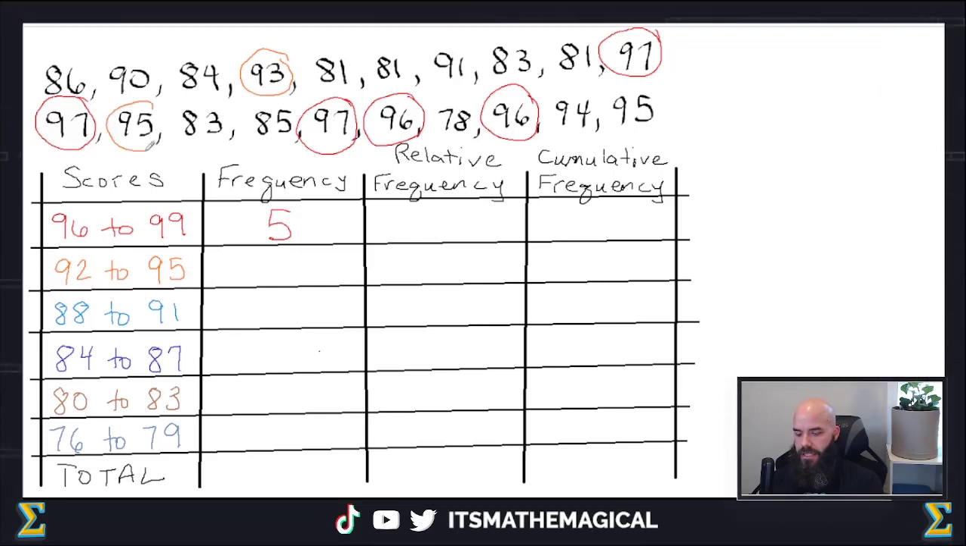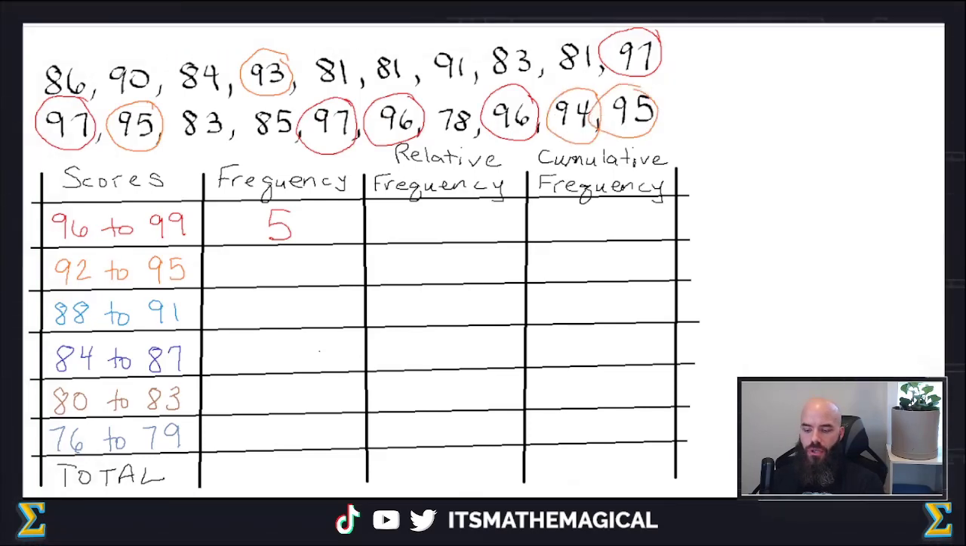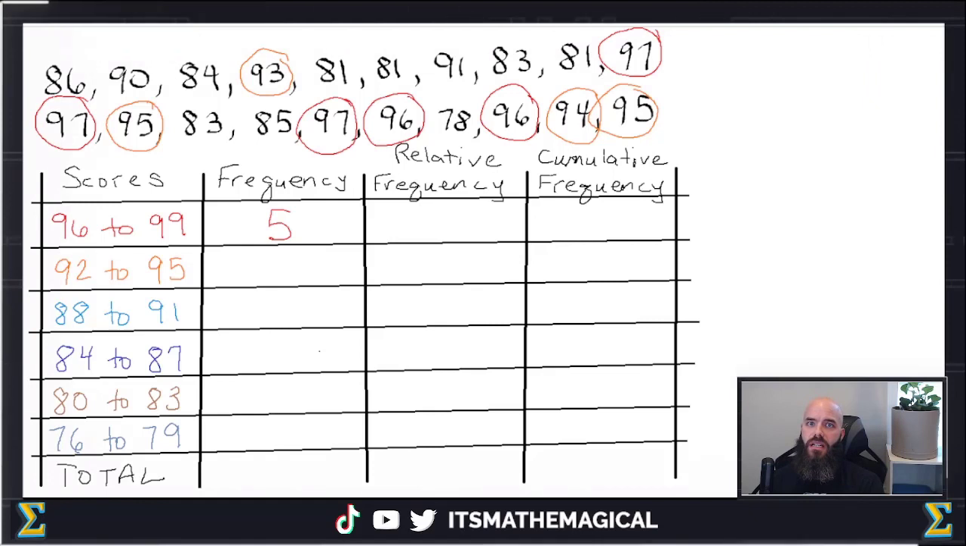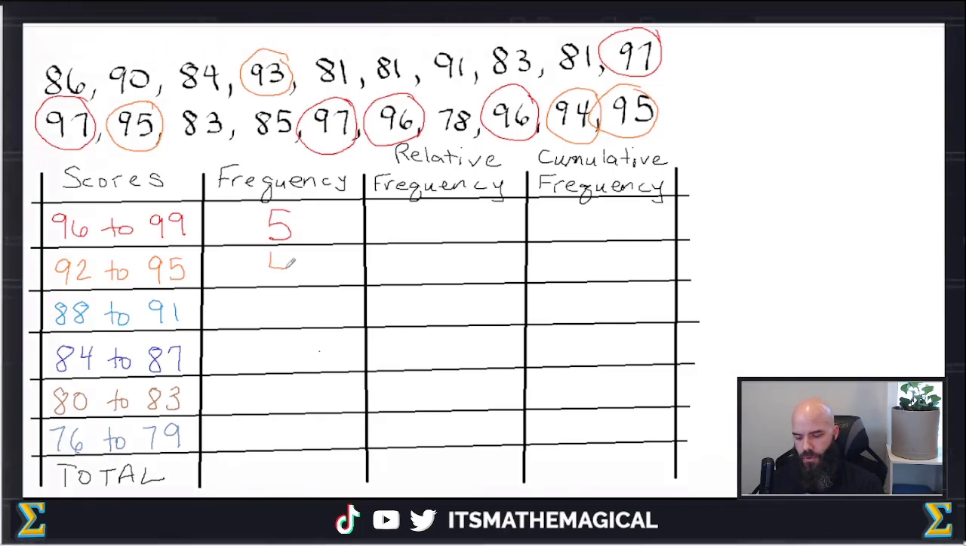Let's see here. There's a 95. There's a 94 and a 95 there. Okay, so the faster you go, the more likely that you will make a mistake. So scan the data set very carefully and make sure you don't make a mistake. Sometimes it's best to scan twice. So how many times did those values occur? I have 4 circled, so we're going to put 4.